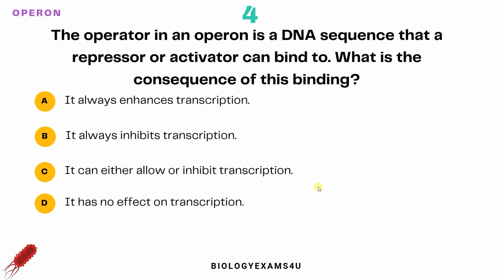Option A, it always enhances transcription. Option B, it always inhibits transcription. Option C, it can either allow or inhibit transcription. Option D, it has no effect on transcription.